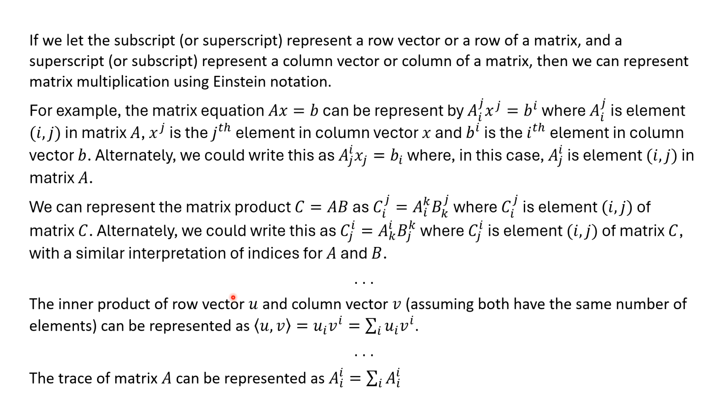We have a couple more examples. You can multiply a row vector times a column vector. So we're letting the subscript represent a row and the superscript represent a column, and you get the dot or inner product. So this is equivalent to this. The trace is even simpler. If you write A_ii, that just means the sum over i of all the diagonal elements in A.